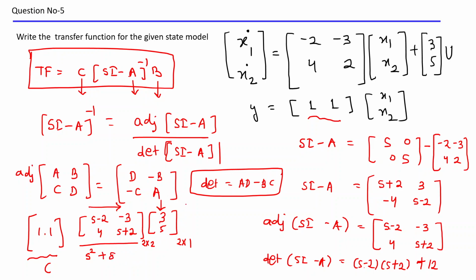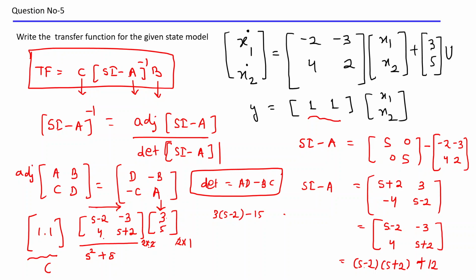Yes, sir. Can you simplify this on your own, or shall I simplify it here? Let me simplify here. I'm erasing these portions to write down. Now you have to multiply the first 2 cross 2 into 2 cross 1, because you are multiplying the numerator first. So S minus 2 should be multiplied with 3, so 3 into S minus 2. And minus 3 should be multiplied with 5. This is minus 15.